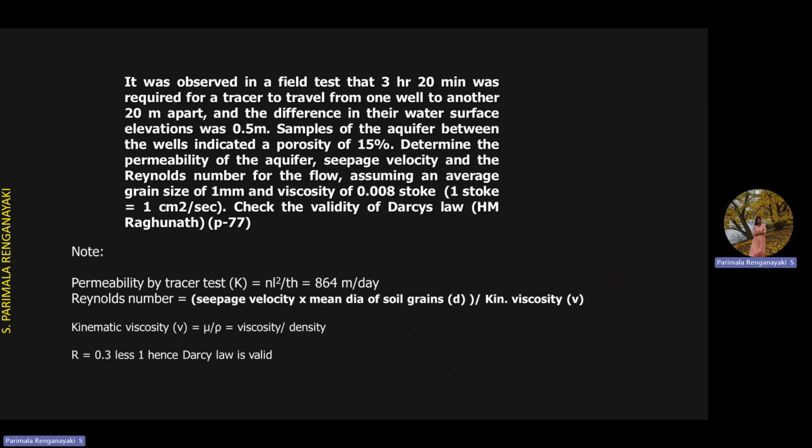Permeability means hydraulic conductivity, and seepage velocity and the Reynolds number for the flow, assuming an average grain size of 1 mm and viscosity of 0.008 stoke, that is 1 stoke is equal to 1 centimeter square per second. Check the validity of Darcy law. This problem is given in H.M. Raghunath groundwater book. Now let us do this problem.